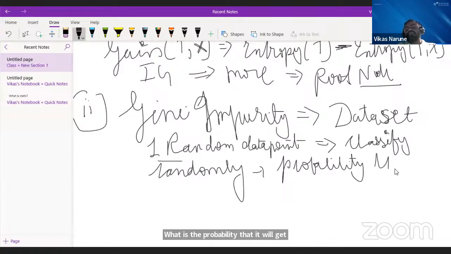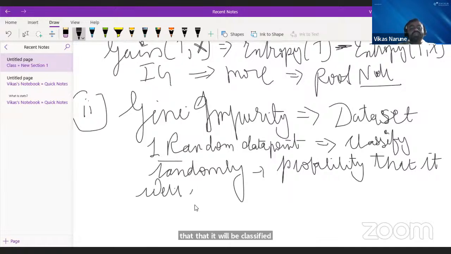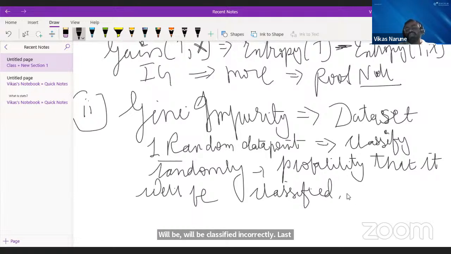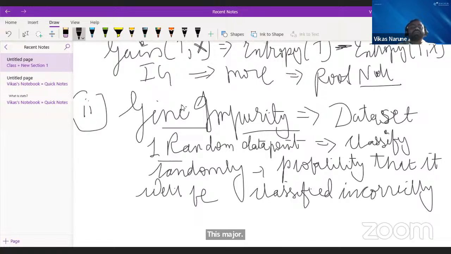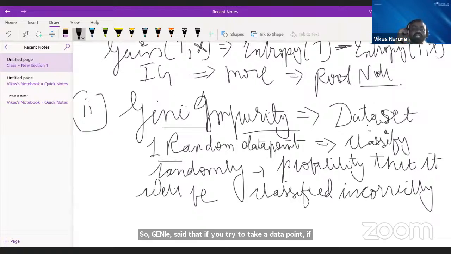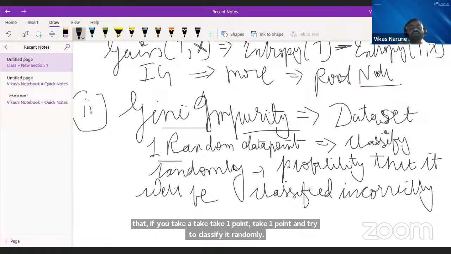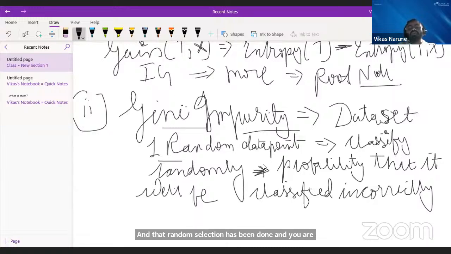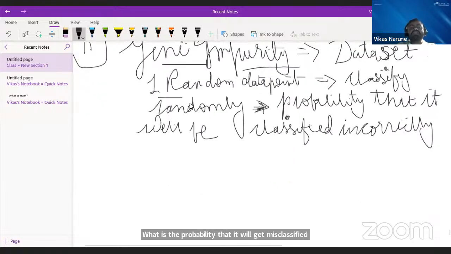Or what is the probability that it will be classified incorrectly? So this measure is called Gini impurity, guys. If you take an entire data set, take one point out of it, and try to classify it randomly, what is the probability that it will get misclassified, or classified incorrectly? That measure is called Gini impurity.